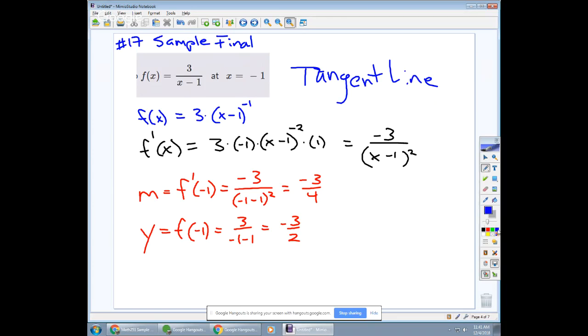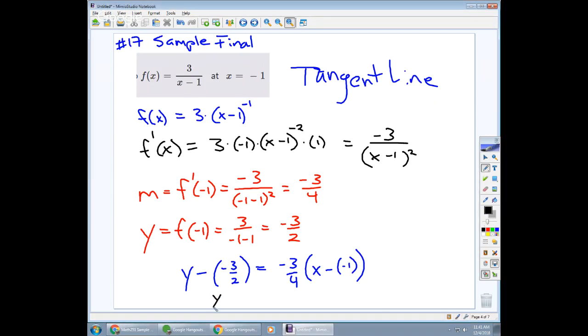So then the tangent line using the point slope form would be y minus, be careful with your signs, negative 3/2 equals negative 3/4 times x minus negative 1. So when you substitute in, especially with negatives and fractions, use parentheses. So if I clean that up a little bit, first draft gives me y plus 3/2 equals negative 3/4 x. Let's see, negative times a negative is a positive, times another negative is a negative.